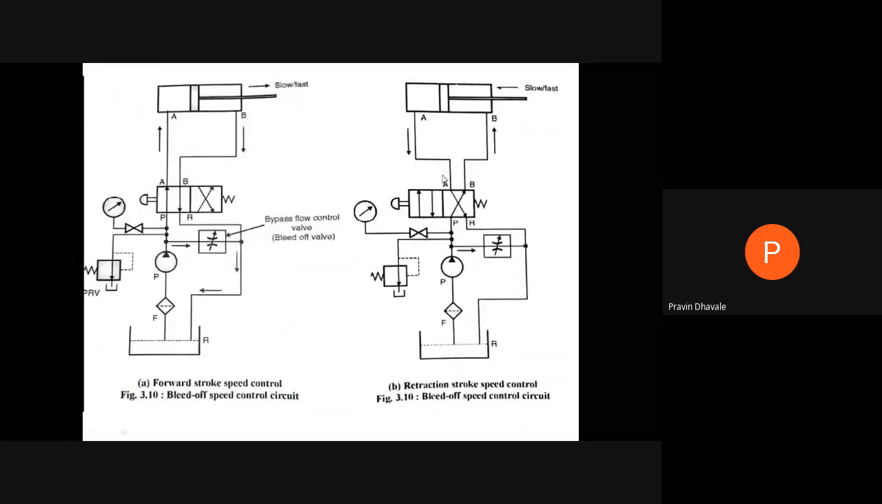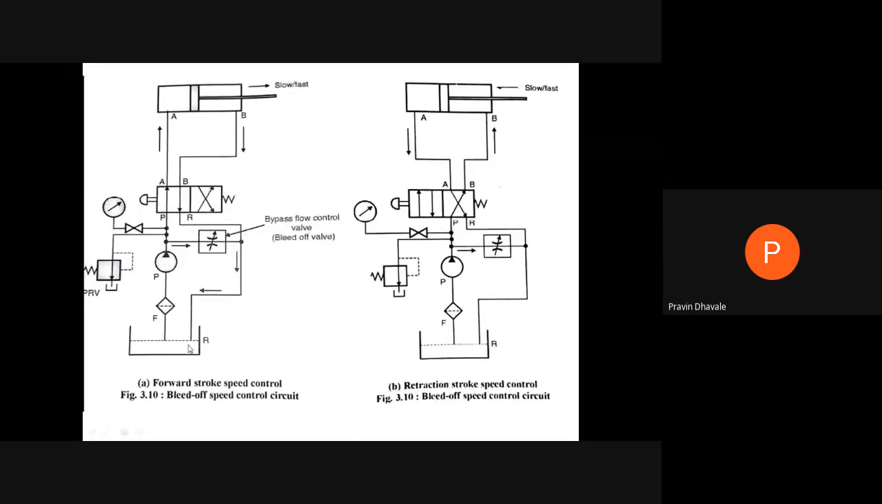Here, when we pass the fluid, the fluid coming from here goes to the reservoir. Right. But we require a certain amount of energy to move the piston in a forward direction. And whatever the fluid which is present on the rod end side has a certain amount of energy. It will be directly wasted by passing it through the reservoir.